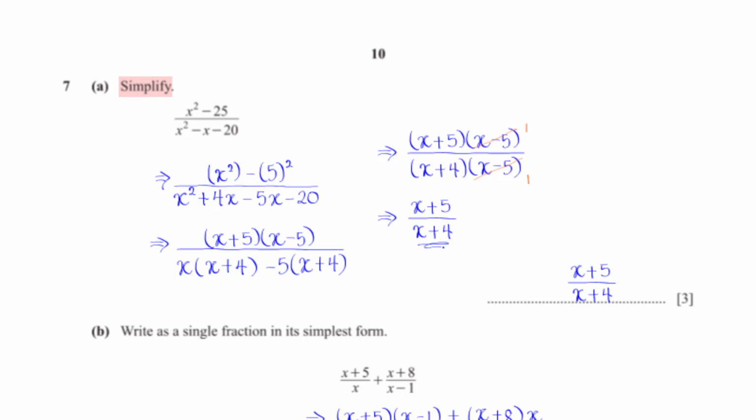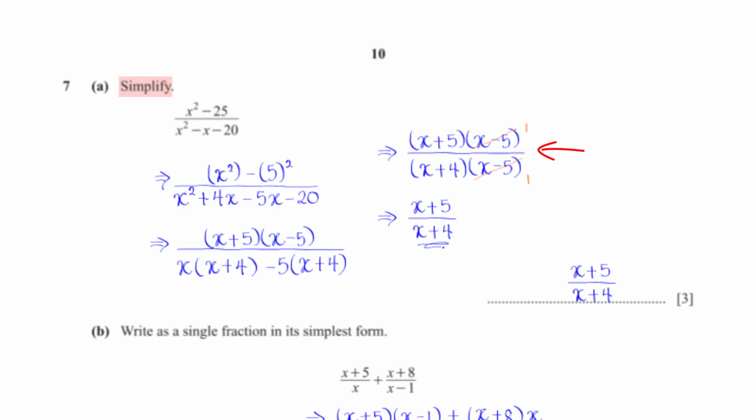Simplify x squared minus 25 divided by x squared minus x minus 20. So for the numerator, we can identify that as a difference of 2 squares, and that is x squared minus 5 squared. And for the denominator, we can expand that as x squared plus 4x minus 5x minus 20. And so by applying the technique for difference of 2 squares, we have x plus 5 times x minus 5 in our numerator, and by factorizing our denominator, we have x times x plus 4 minus 5 times x plus 4. We can rewrite our denominator as x plus 4 times x minus 5.